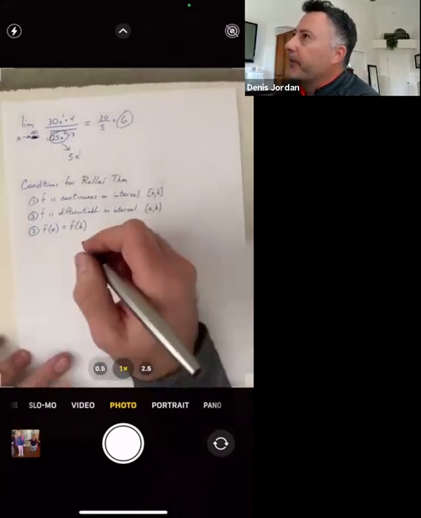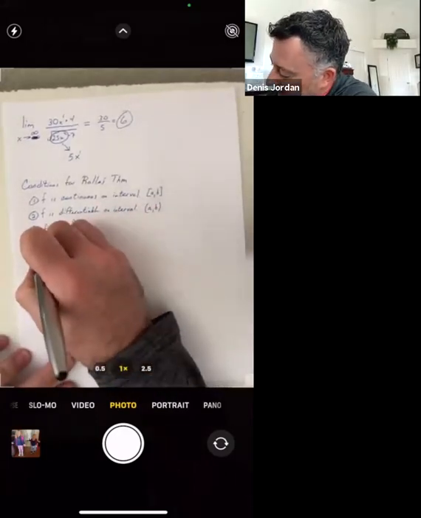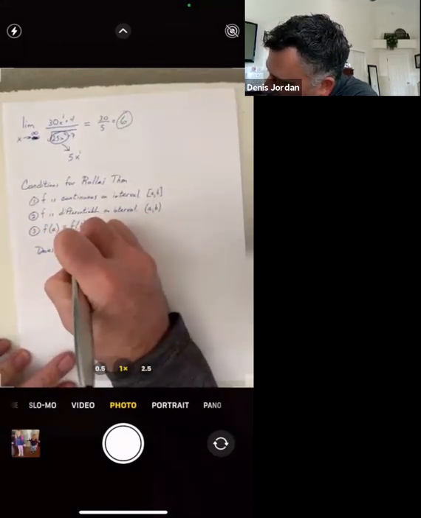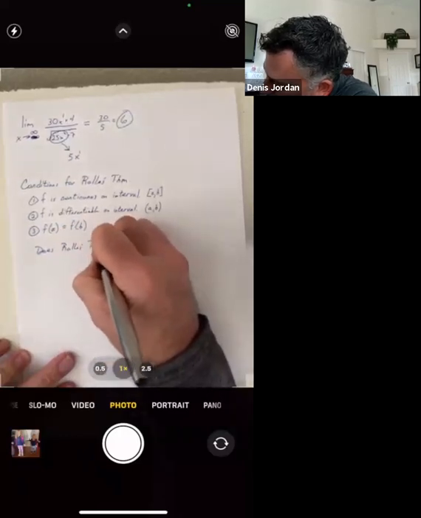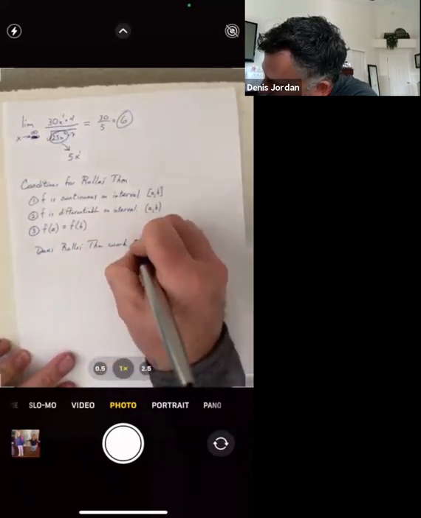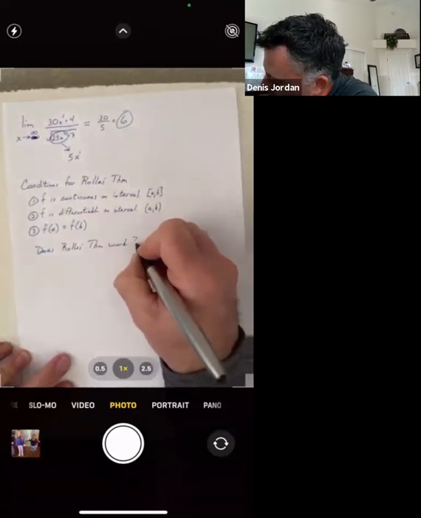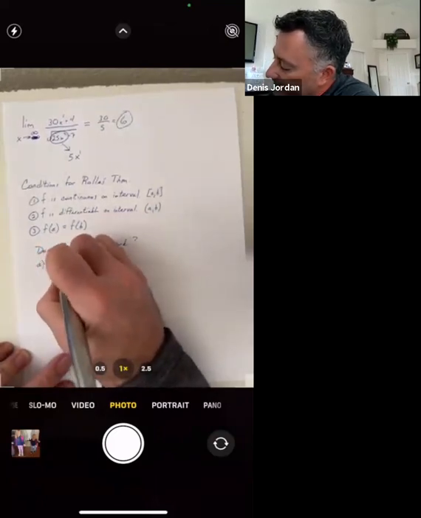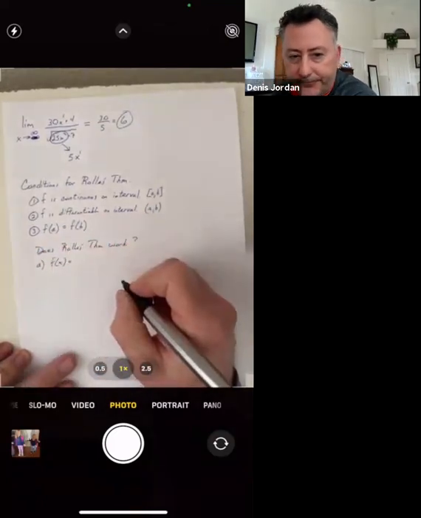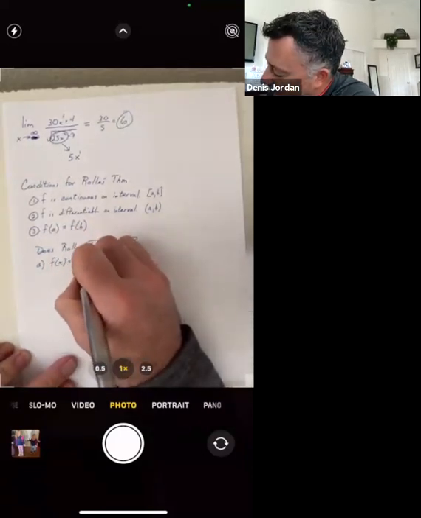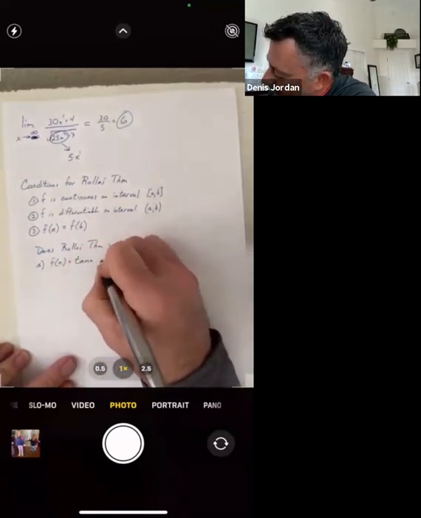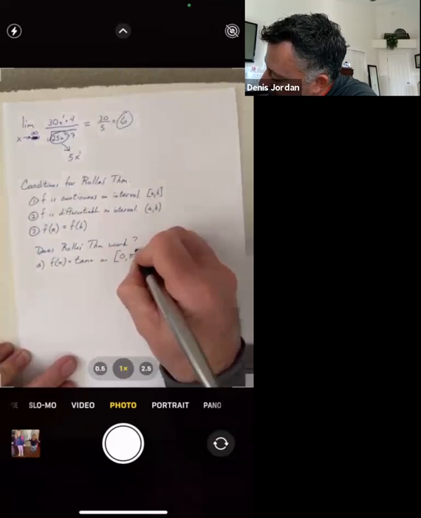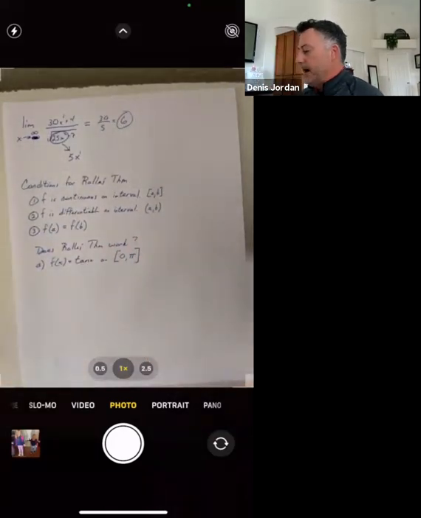Okay, so let's see. Does Rolle's theorem work, or can you apply it to, let's go, f of x is equal to 0 of x on the interval from 0 to pi.